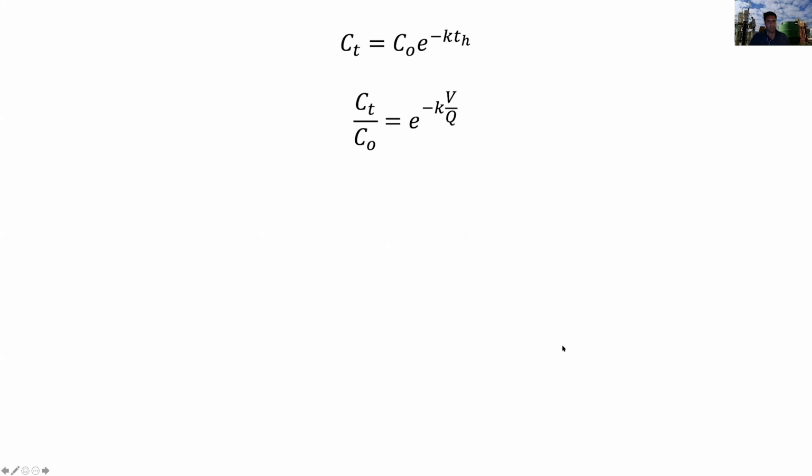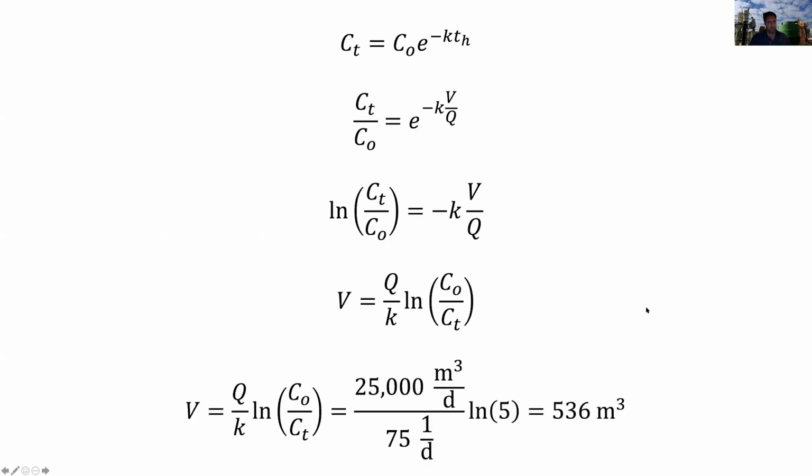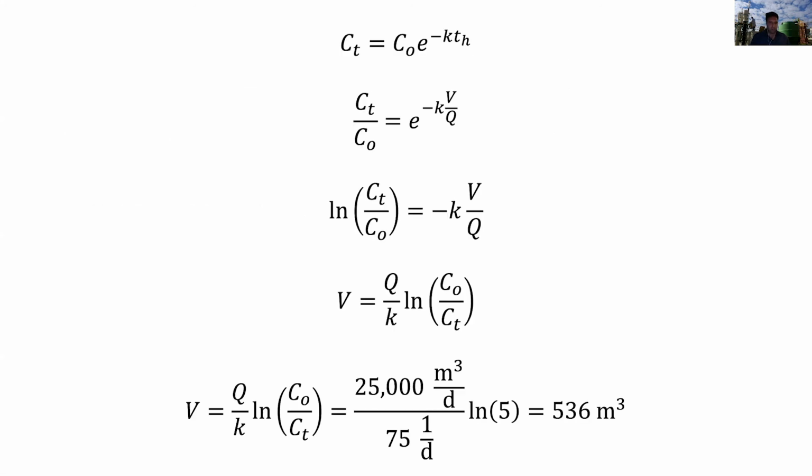So rearranging that equation, we move C naught over to the left. We substitute in V over Q for the mean hydraulic retention time. We take the natural log of both sides. Then we rearrange to solve for V. If we plug in the values for the example into that equation now, we get V is equal to 536 cubic meters. So for the plug flow case, the volume required is 536 cubic meters.